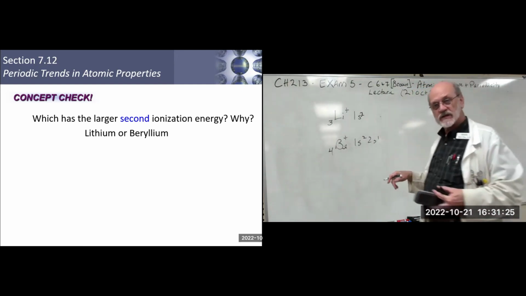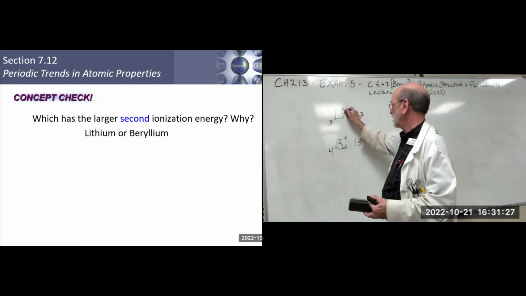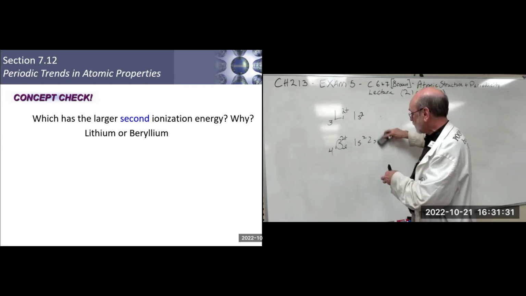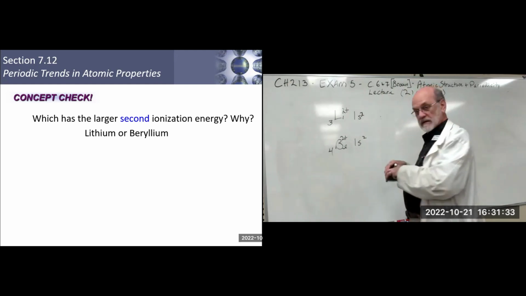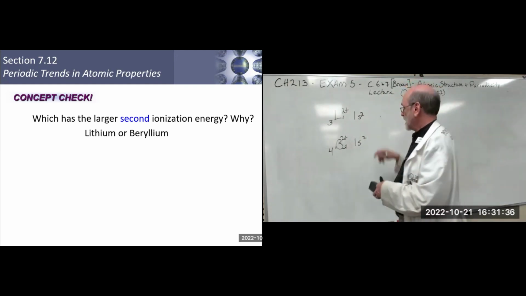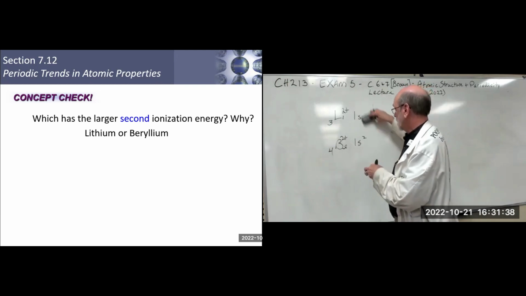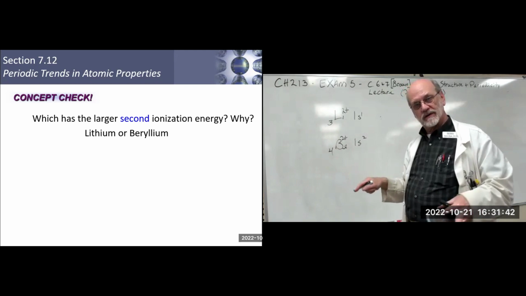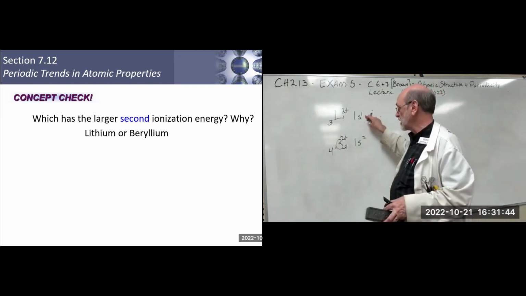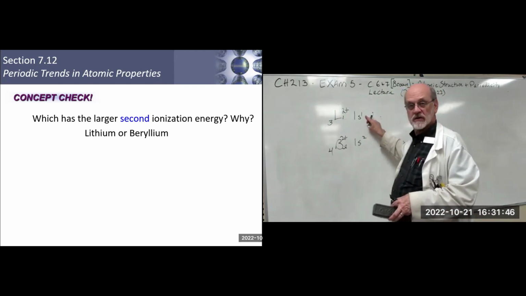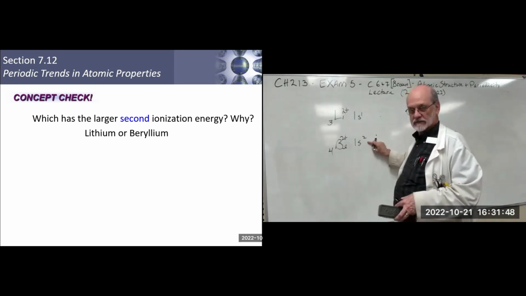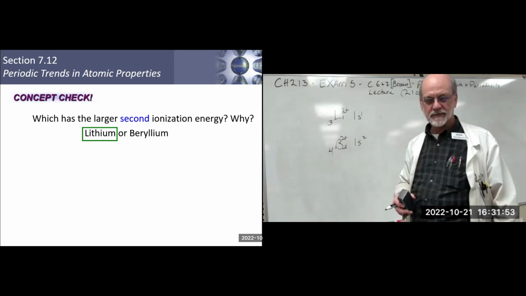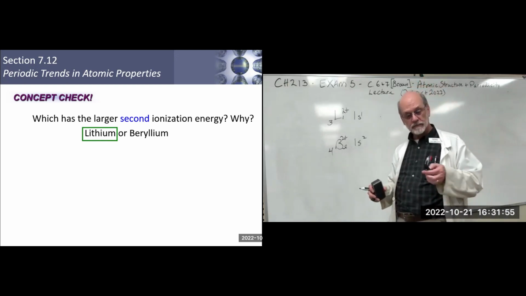Second ionization energy is what? 2 here and 2 there. We can do that one with a little more energy. But if we do this one, where are we? We're taking electrons from the core. That means this one, second ionization energy, would be much, much higher than that one. Lithium would be much higher second ionization energy because we're dipping into the core.